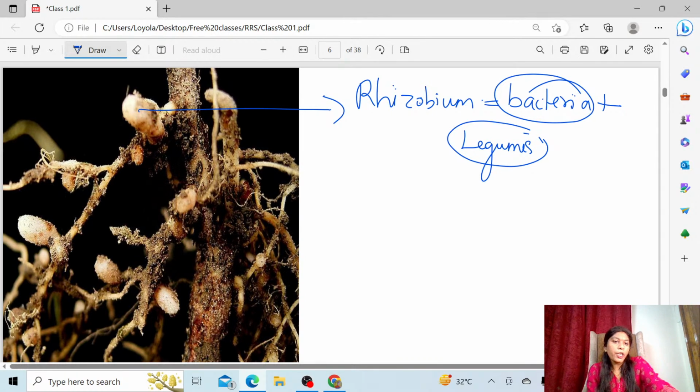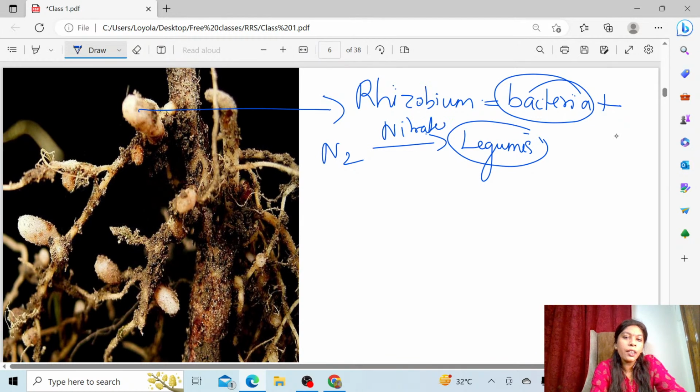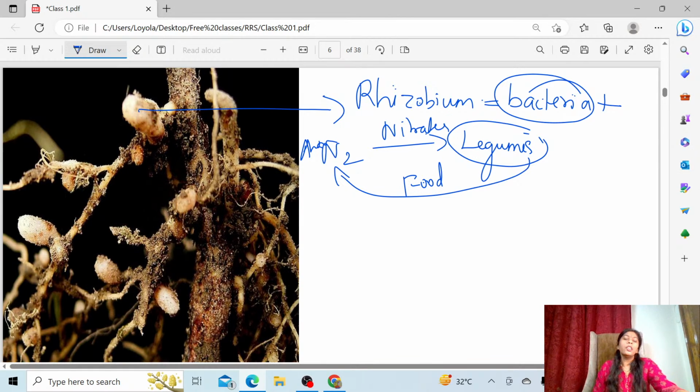Here the bacteria will fix atmospheric nitrogen for the legumes, because plants cannot take atmospheric nitrogen as such. They need it in the form of nitrates, and only in the form of nitrates can they take it. So this bacteria helps in fixing the atmospheric nitrogen to nitrates for the legumes. Legumes in turn will produce food and exchange it with the bacteria. So this is another symbiotic association.